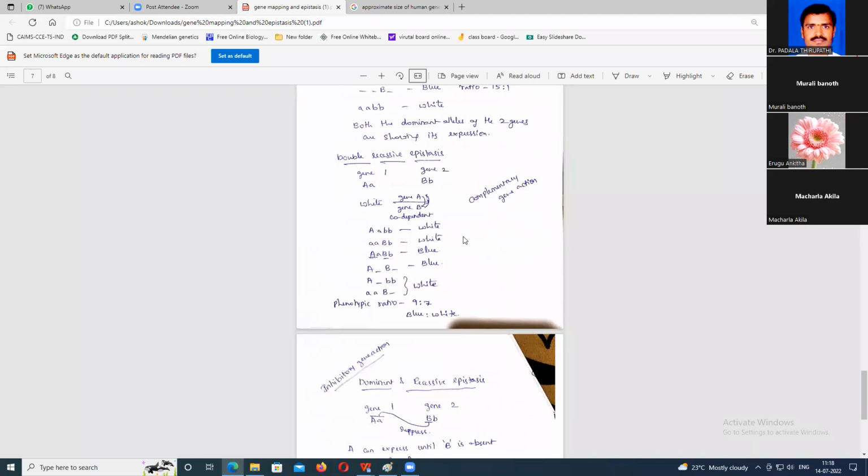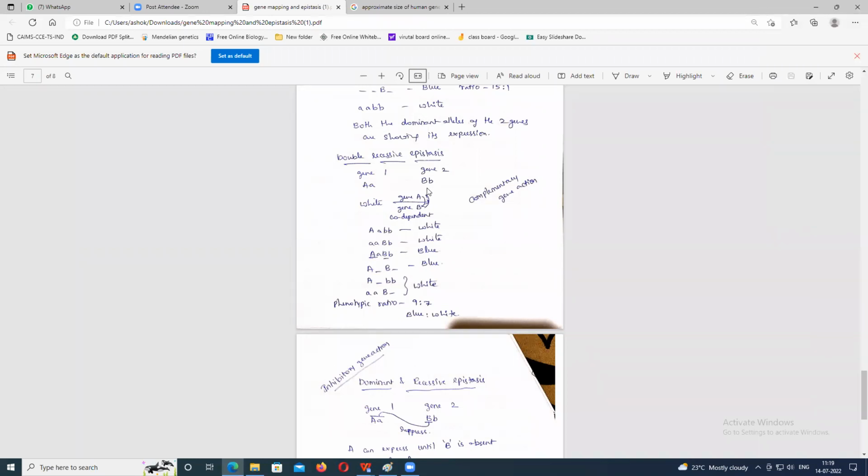Now, double recessive epistasis. Here in double recessive epistasis, what it is saying is they are codominant. Both are recessive. They cannot express on their own. They need the presence of each other. Remember in the earlier example, in recessive epistasis, for B to express, A should be there. Similarly here, in double recessive, for A to express B should be there, and for B to express A should be there. Now see this combination, capital A small b. Here capital A is there but is capital B there? No. So it is definitely white.